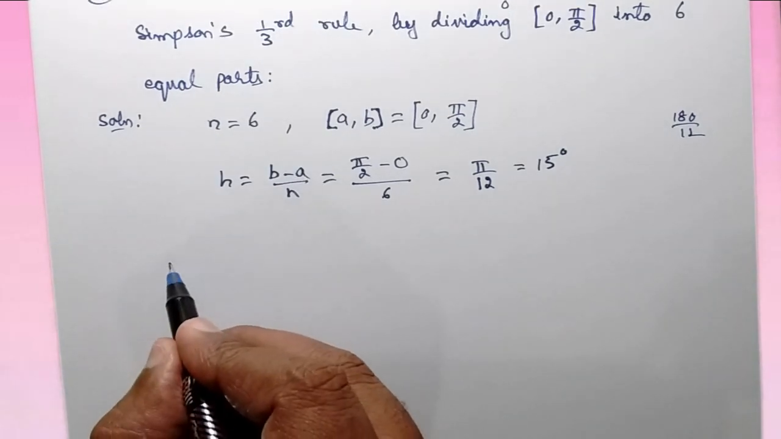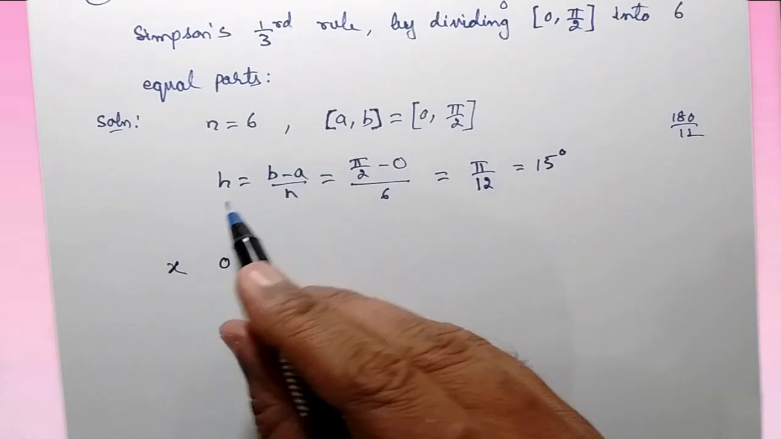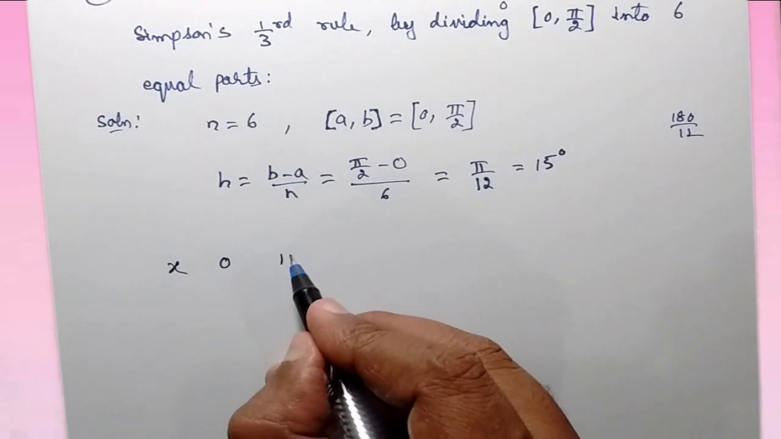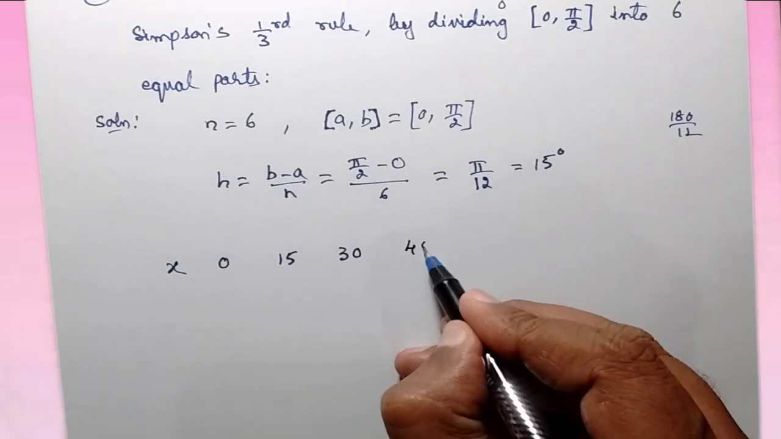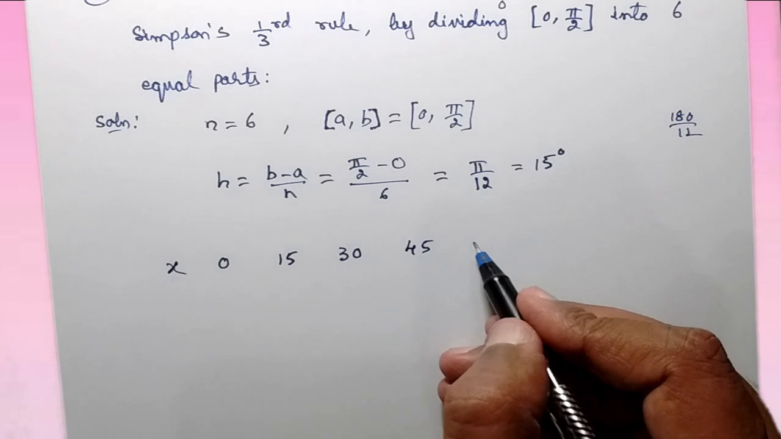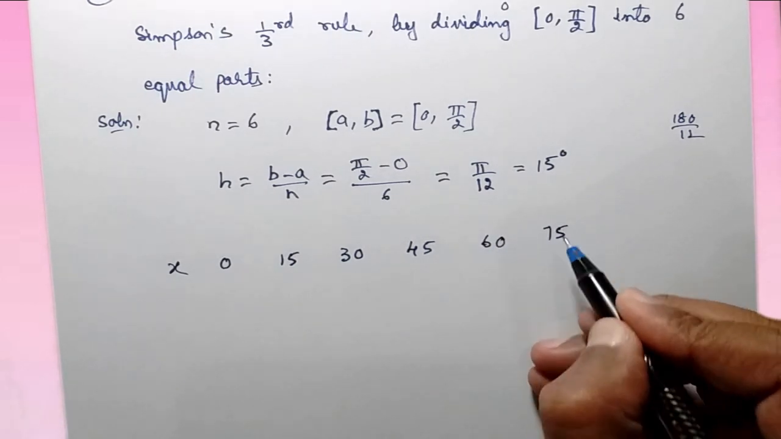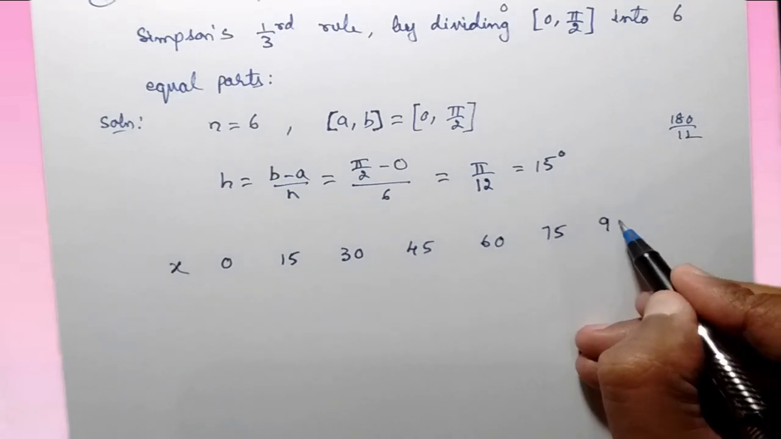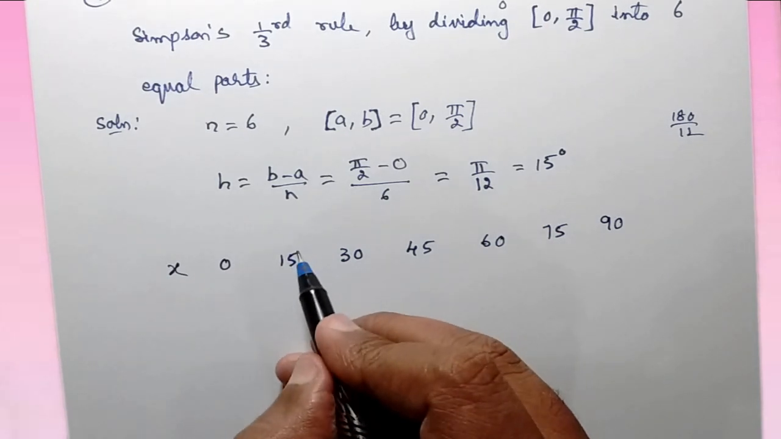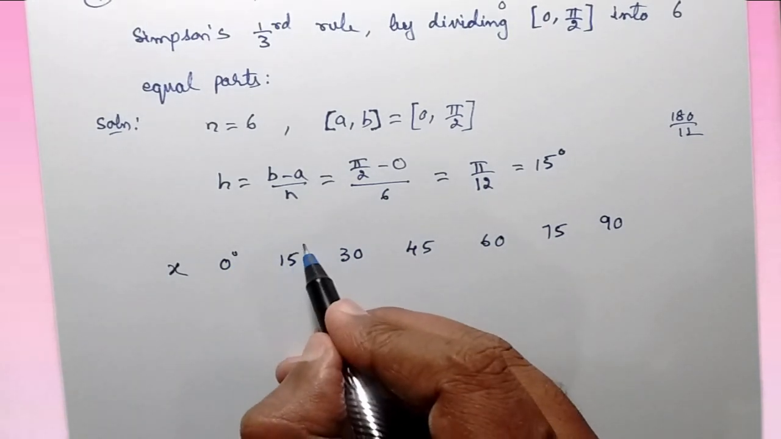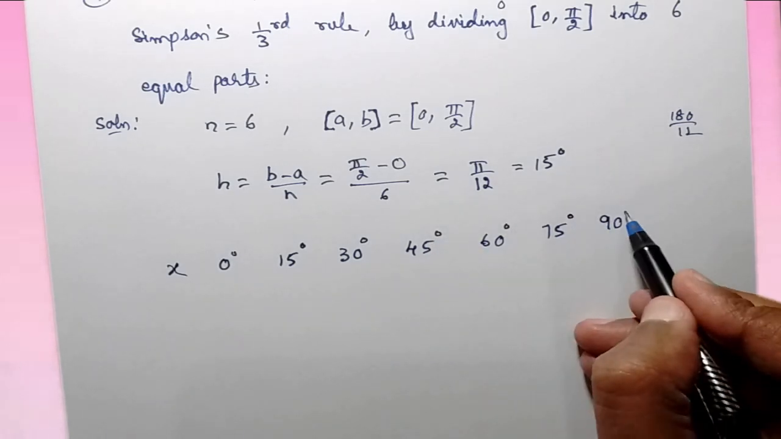So write down the x values. The x values start from 0 and go on adding 15 degrees. 0 plus 15 is 15. 15 plus 15 will be 30. 30 plus 15 will be 45. 45 plus 15 will be 60. 60 plus 15 will be 75. 75 plus 15 will be 90, which is nothing but pi by 2. So 0 degree, 15 degree, 30 degree, 45 degree, 60 degree, 75 degree and 90 degree.